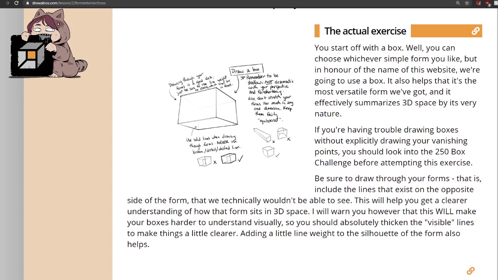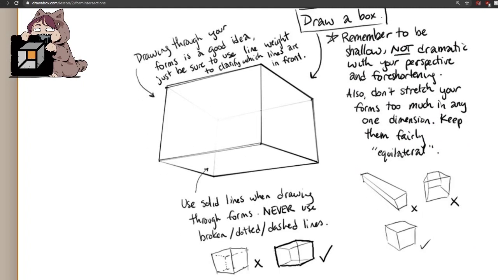Be sure to draw through your forms. That is, include the lines that exist in the opposite side of the form that we technically wouldn't be able to see. This will help you get a clearer understanding of how that form sits in 3D space. I will warn you, however, that this will make your boxes harder to understand visually, so you should absolutely thicken the visible lines to make them a little clearer. Adding a little line weight to the silhouette of the form also helps, like what we're talking about on the bottom of this diagram. Those are some great looking boxes.